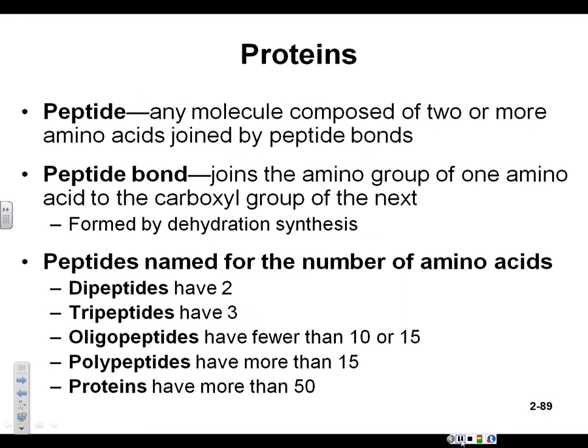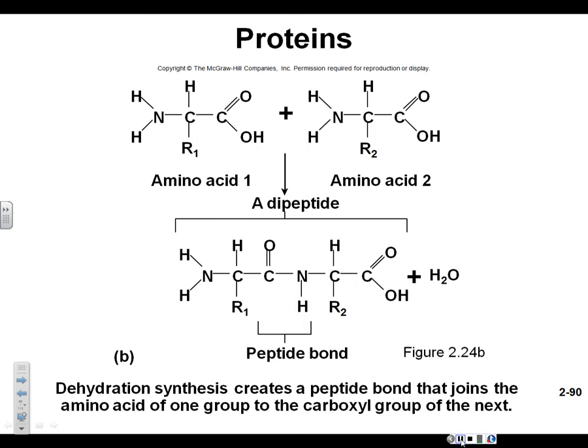Peptide is the bond that holds protein together. A protein can be what? Stiff. Just like... and we make proteins by what reaction? There you go.